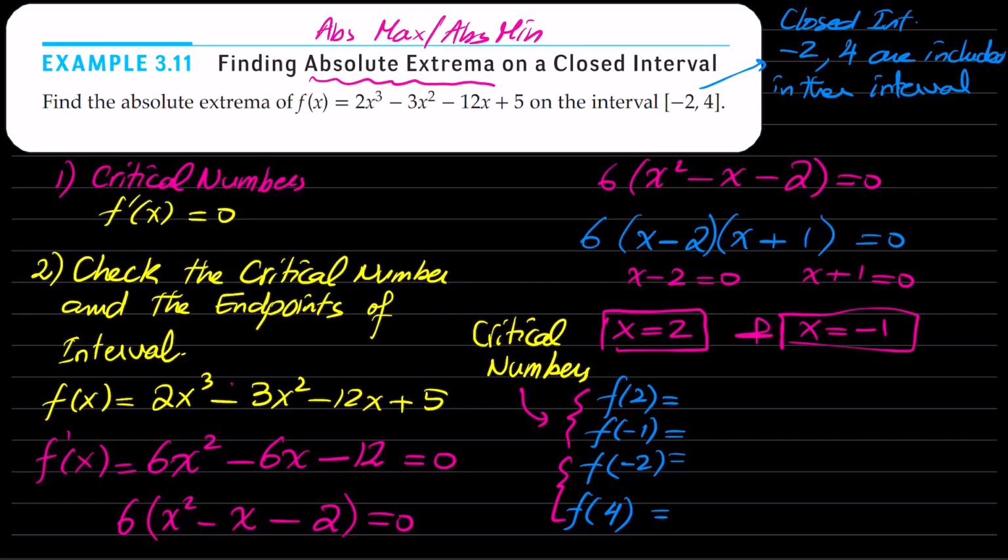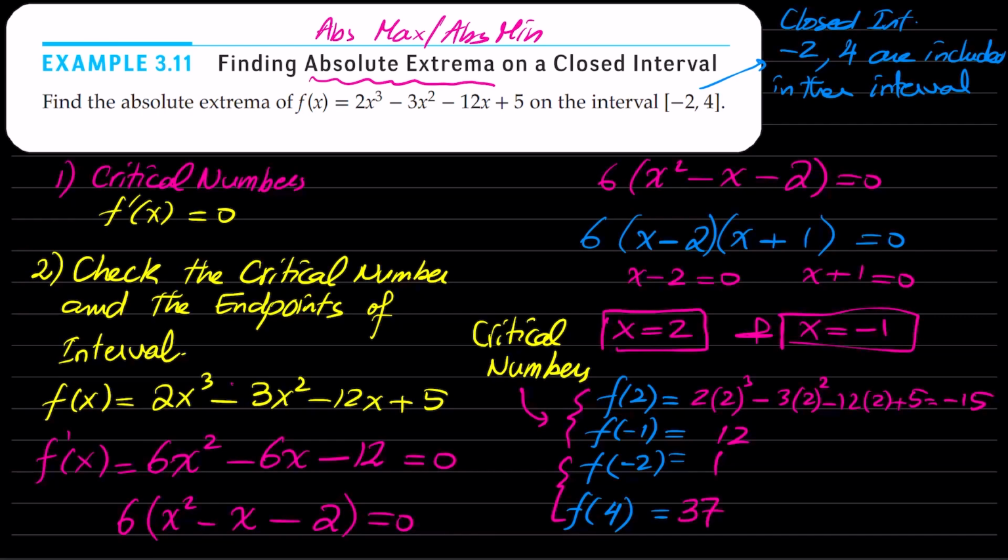So now we will substitute in the given function. It is 2 times 2 cubed minus 3 times 2 squared minus 12 times 2 plus 5. So the first one is negative 15. Now substitute the second. This one is 12. Now substitute negative 2 in the function. It is 37.